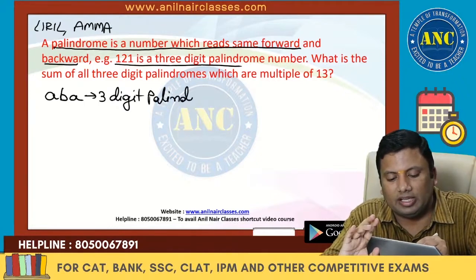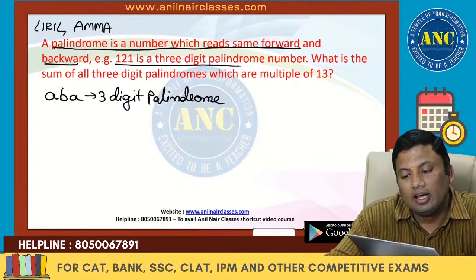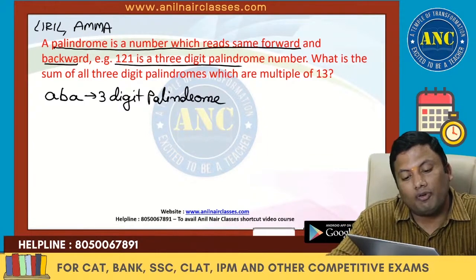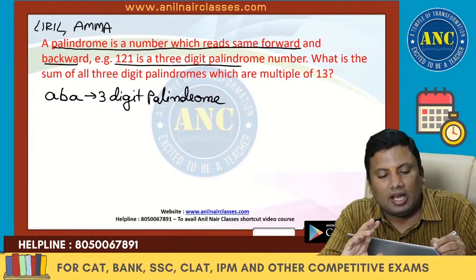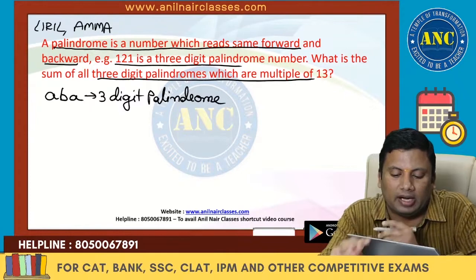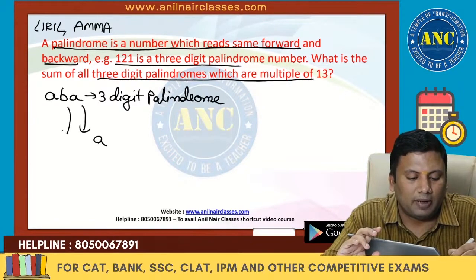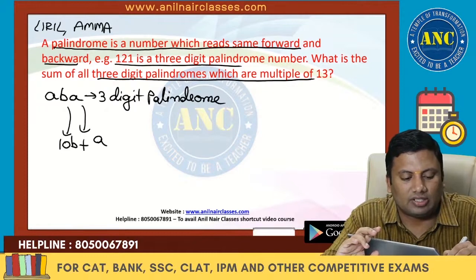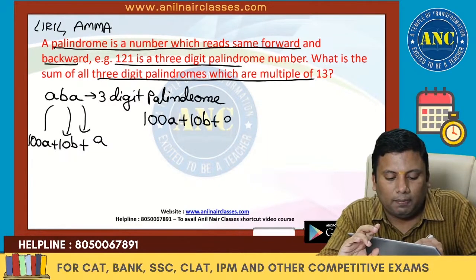ABA, it is a 3-digit palindrome. Now what is he asking? What is the sum of all 3-digit palindromes which are multiples of 13? I want all the 3-digit palindromes which are multiples of 13. A is there in units place, B is there in tens place, A is there in hundreds place. So these are nothing but 100A plus 10B plus A.